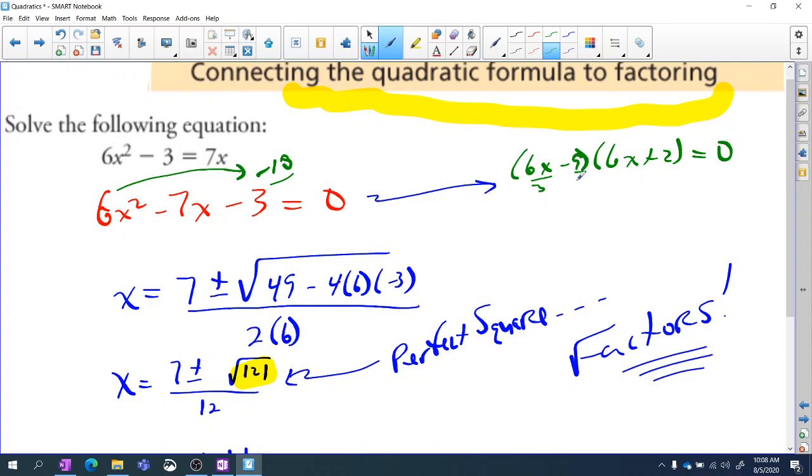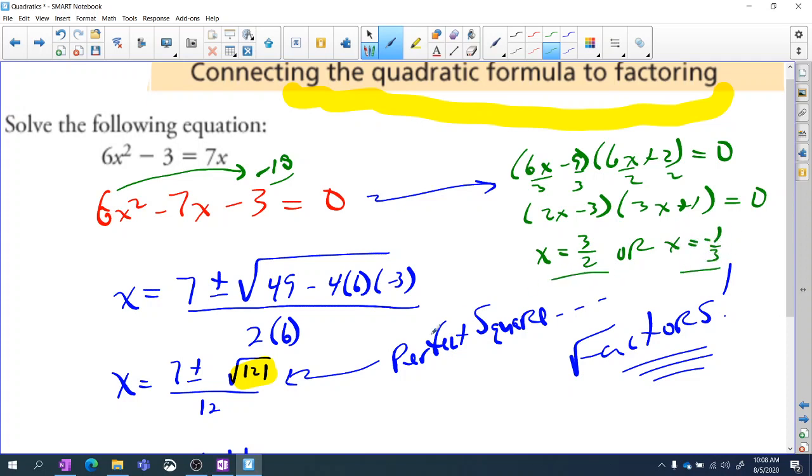Divide this one by 3. That'll give me 2x, take away 3. Divide this one by 2. That will give me 3x plus 1. This is multiplied by this, and the answer is 0. That could only happen if this bracket was 0, which of course would only happen if x was 3 over 2. And this bracket could only ever be 0 if x was negative 1/3. Same two answers that I just got by using the quadratic formula. So as we alluded to earlier when we did the completing the square, there's the giveaway that this is factorable.